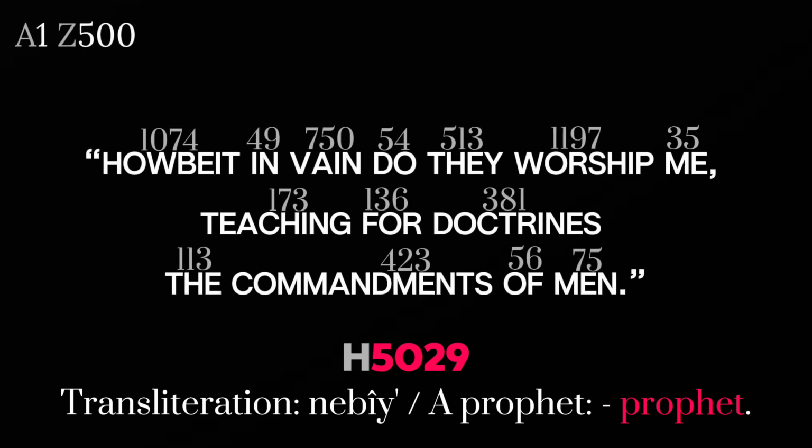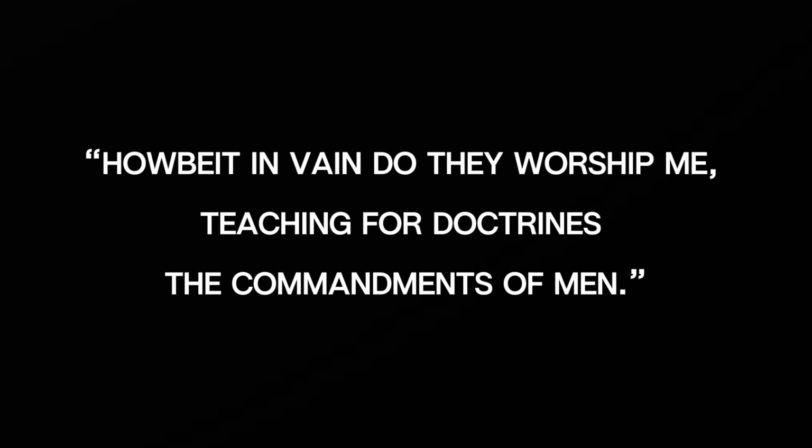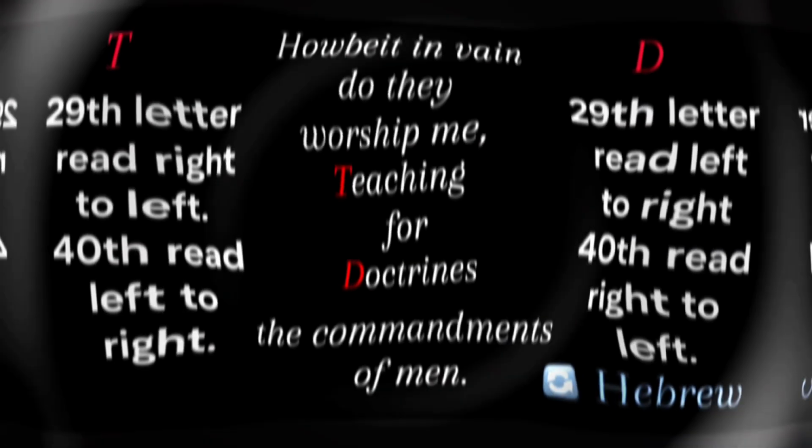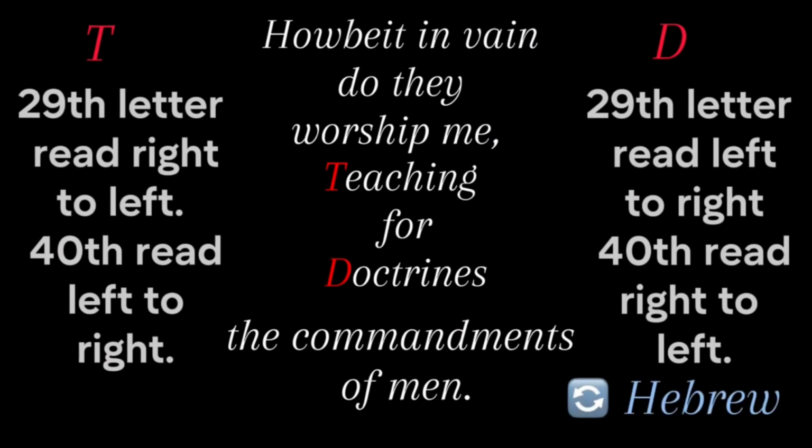But there's still something about this verse that makes it unusual. It's the words teaching doctrines. Teaching doctrines equals 174, with the straight alphabet added. And furthermore, the letter T from teaching is the 29th letter, read from right to left, and the 40th letter read left to right. And D from doctrines is the same count but in reverse. The numbers 29 and 40 could be a clue in our search for the East Star.